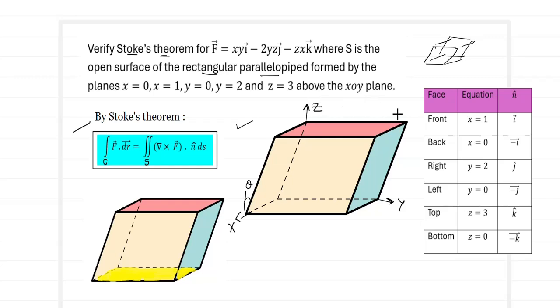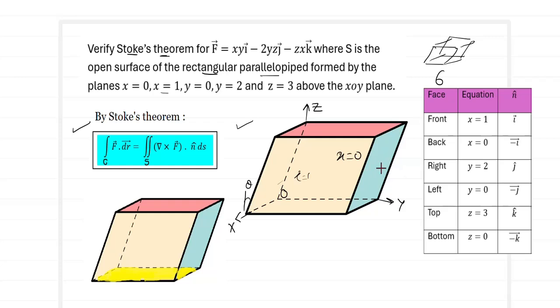Just like our cuboid, a rectangular parallelepiped also has 6 faces. What are they? Front, back, right, left, top, bottom. The front is given by x equal to 1, which is facing you. The one at the back is called the ZOY plane. What is my ZOY plane at the back? It is x equal to 0.